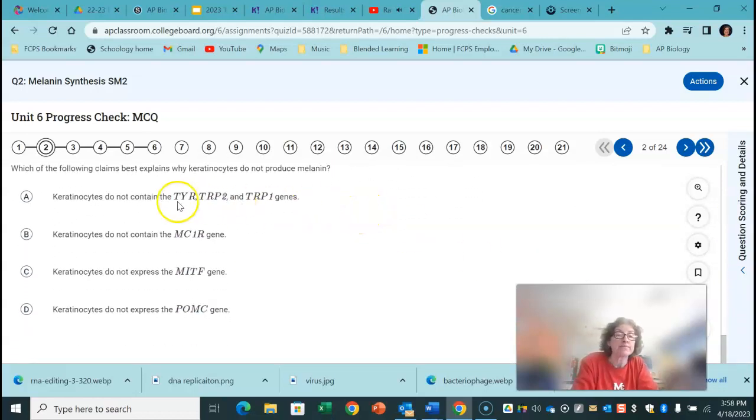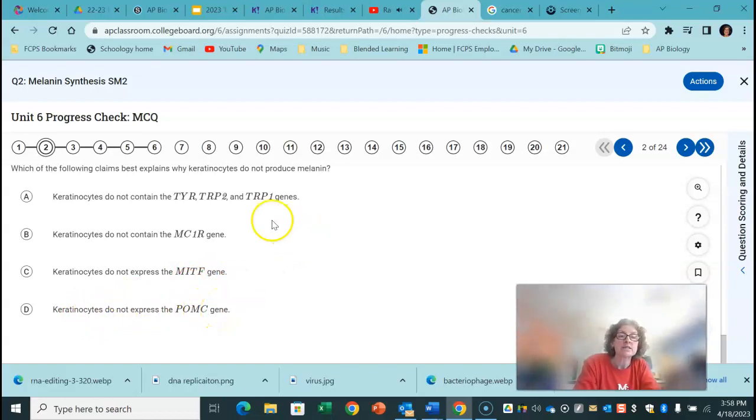Okay. A. Keratinocytes do not contain the genes. B. Keratinocytes do not contain the MC1R gene. C. Keratinocytes do not express the MITF gene. D. Keratinocytes do not express the POMC gene.